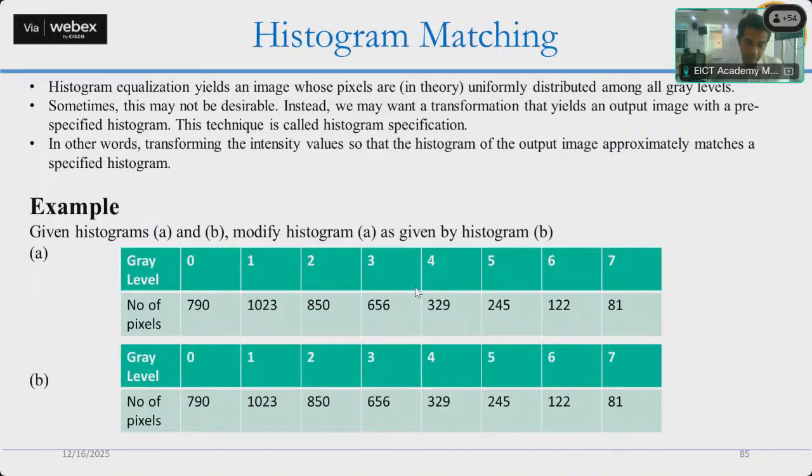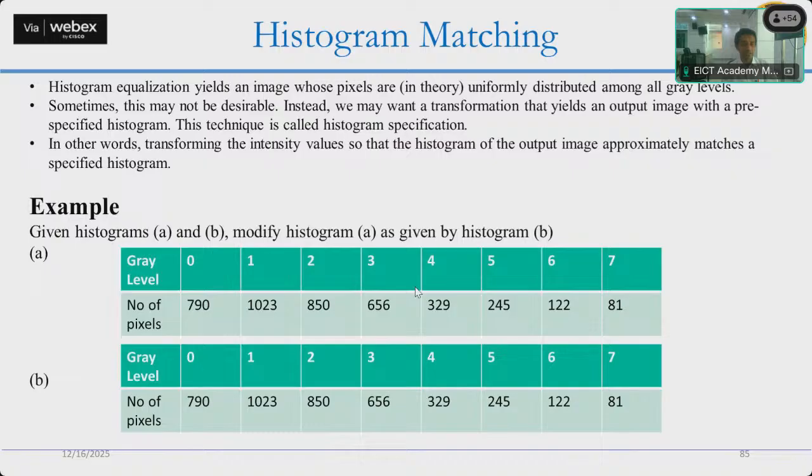Another important technique is basically histogram equalization. Histogram equalization yields an image whose pixels are uniformly distributed among all gray levels. Right? Earlier we were talking about things limited to some particular region, but now the pixels are uniformly distributed among all gray levels. This is the result of this, but this is not always desirable.